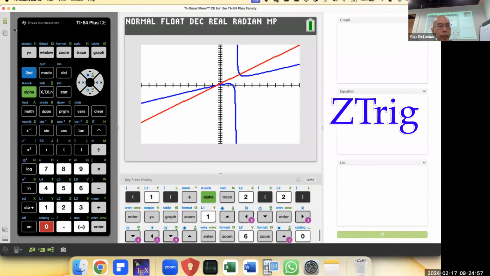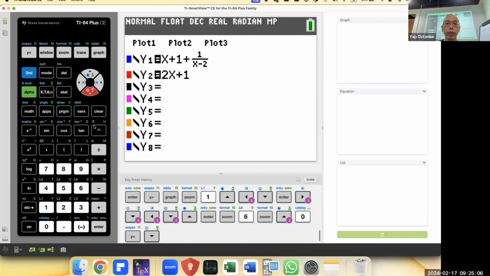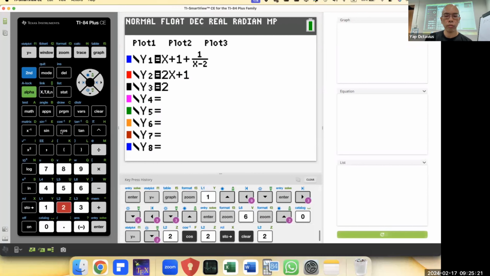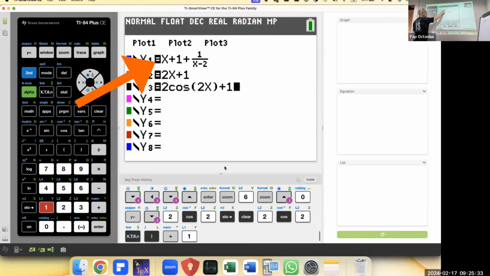Okay, let's draw that trigo graph that I have there. So you go to try this. You draw the cosine trigo graph in Y3: 2 cos 2x, close bracket, plus 1. You realize now you got this black color. That means this graph will activate. Now I want to keep them, but I don't want them to activate.